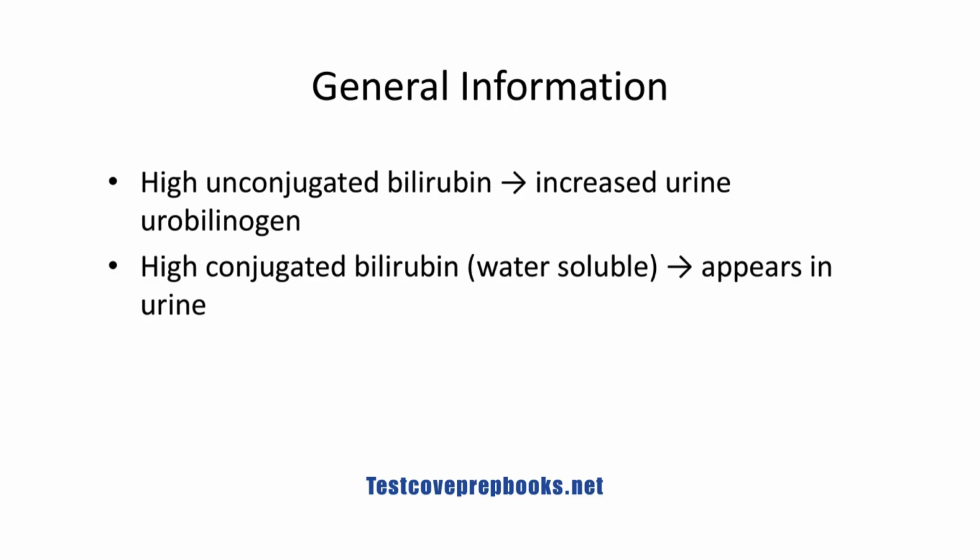Finally, let's cover some general information. When unconjugated bilirubin levels are elevated, urine urobilinogen also increases, because more bilirubin is reabsorbed from the intestine and filtered by the kidneys. When conjugated bilirubin, which is water-soluble, increases, it appears directly in the urine.